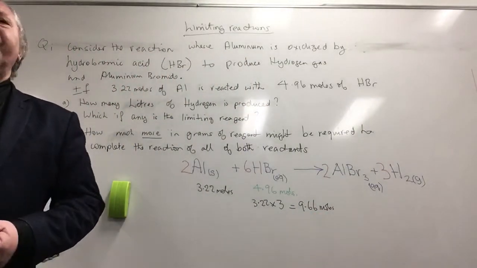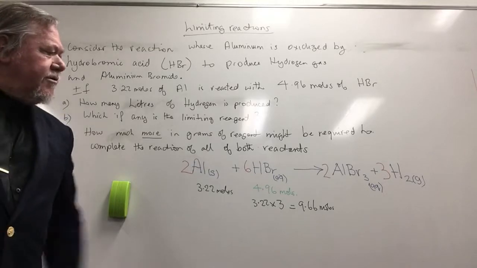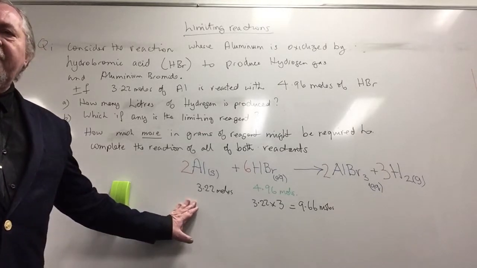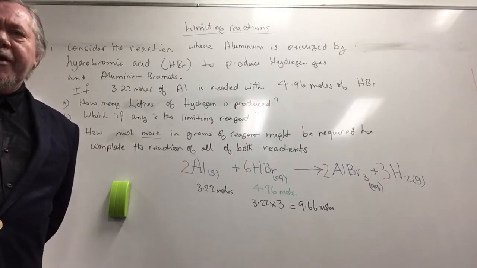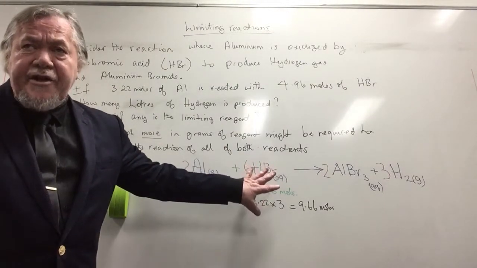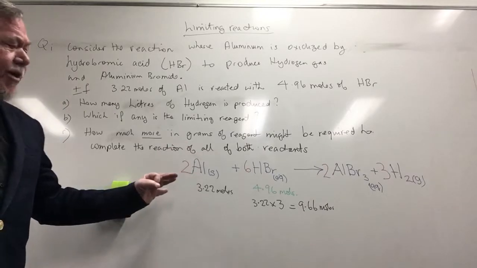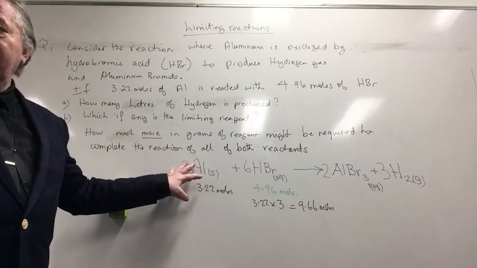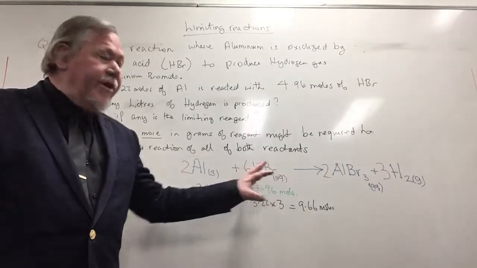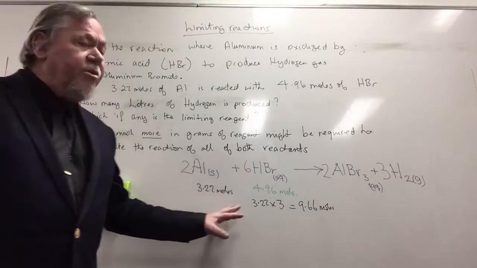We can see straight away, what can you tell from this now? What is this telling you? We don't have enough hydrobromic acid, if we were going to use all of the aluminium. So without going any further, we can say that this is the reactant that is limiting this reaction. Okay, so the reality is that we would still have some aluminium left in the beaker, wouldn't we? We would still have aluminium left in the beaker if this is what we use. We would need to have 9.66 moles. We don't have 9.66 moles.